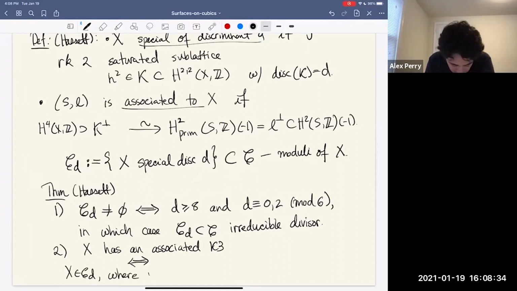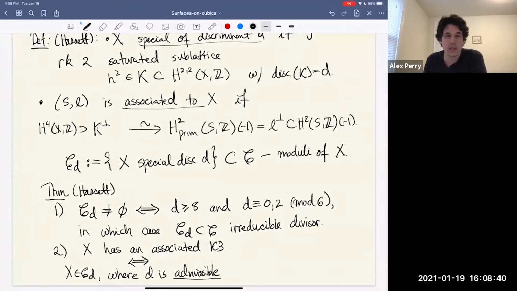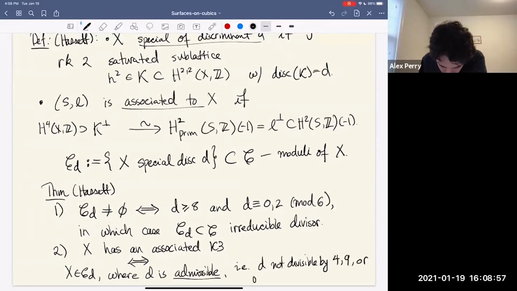where D is what I'll call admissible. So admissible by definition is the following. It's some number theoretic condition. I.e., D is not divisible by 4, 9, or odd primes P which are congruent to 2 mod 3.